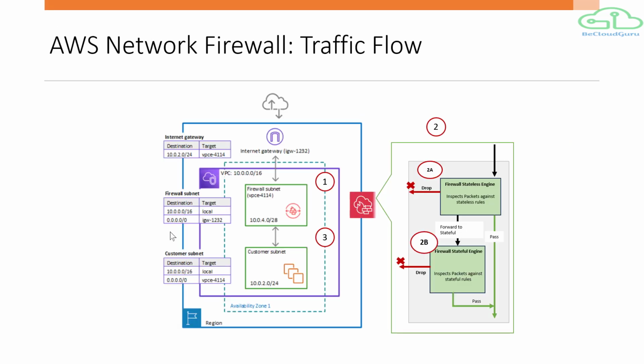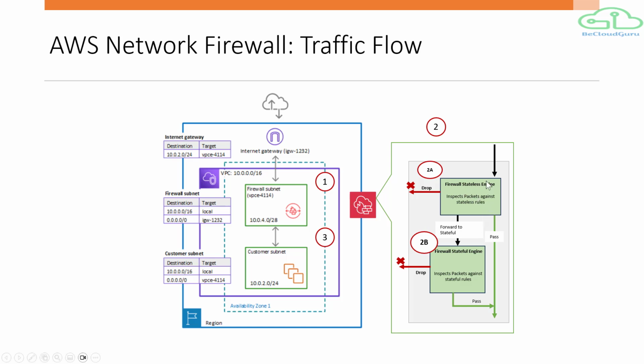Now let's quickly talk about how the traffic flow happens when you introduce the network firewall. If you look at it, this firewall subnet will contain your firewall endpoint, and this is my workload subnet. Once your traffic hits the internet gateway, there will be a routing enabled which says whatever traffic comes in for this VPC is sent to this VPC endpoint, that is your firewall subnet endpoint. And once the traffic hits it, it would be inspected through the stateless and the stateful rule engine based on the configuration which you have configured.